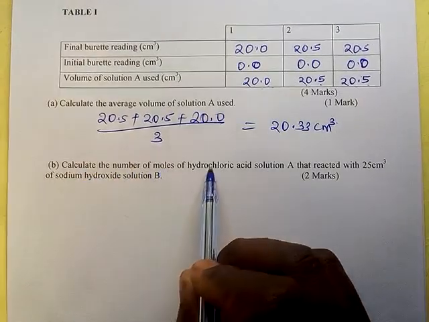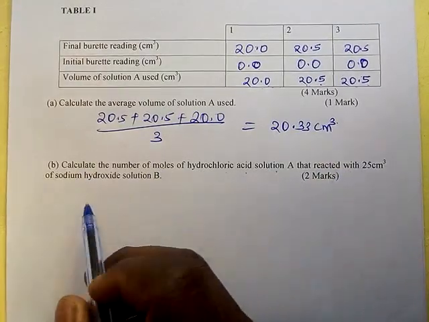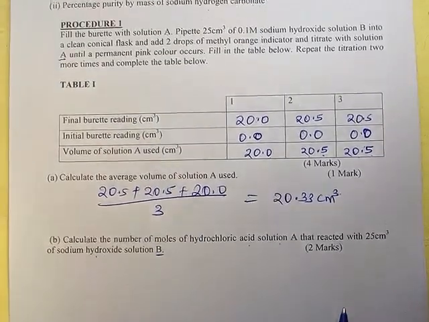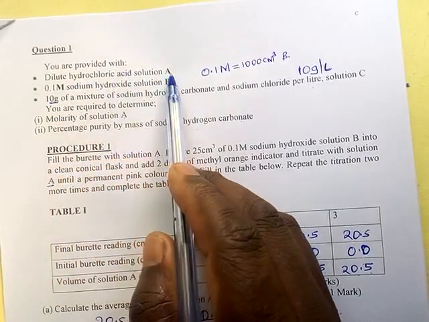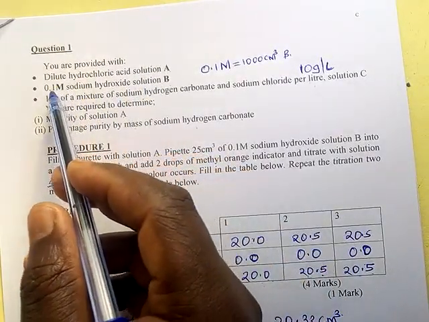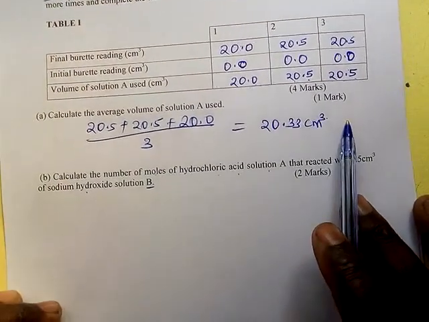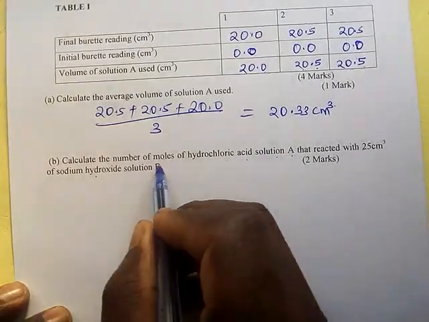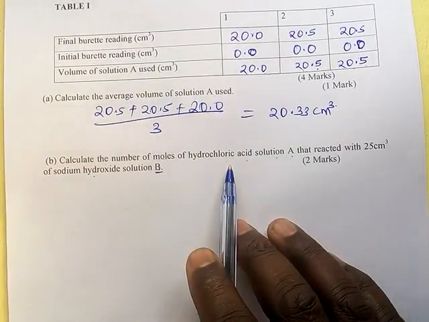Calculate the number of moles of hydrochloric acid solution A that reacted with 25 centimeters cube sodium hydroxide solution B. Remember, from what we were given, there is no information we know. We don't know anything about solution A. We only know that solution B, sodium hydroxide, has got a molarity of this. And now we have the volume of solution B and the solution A. Therefore, it is important to understand that for us to get the number of moles of solution A, first we must have the number of moles of solution B, because now we have 2 pieces of information about solution B.